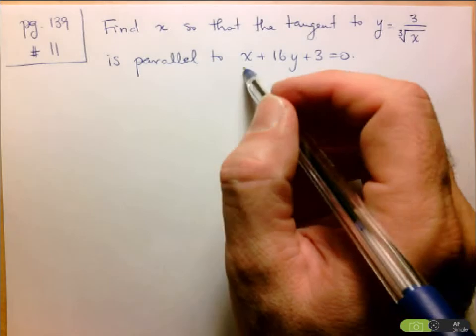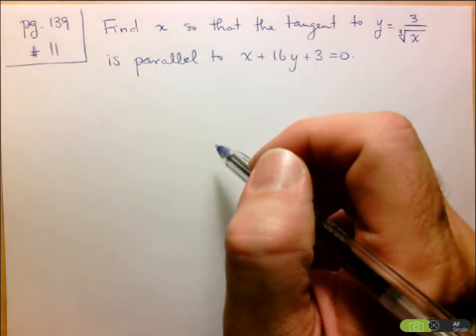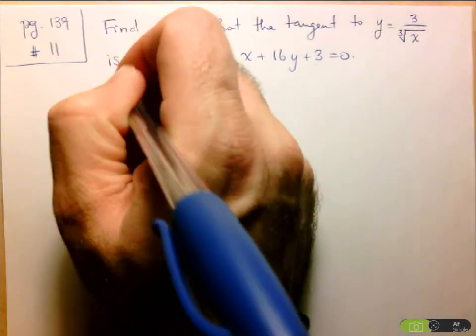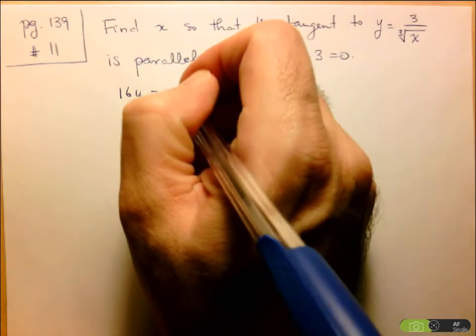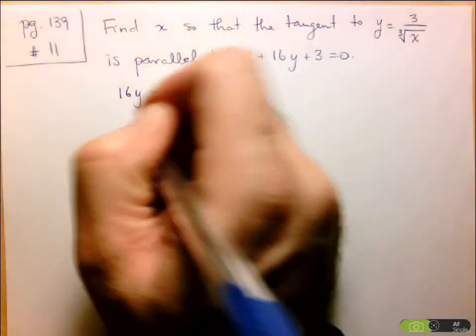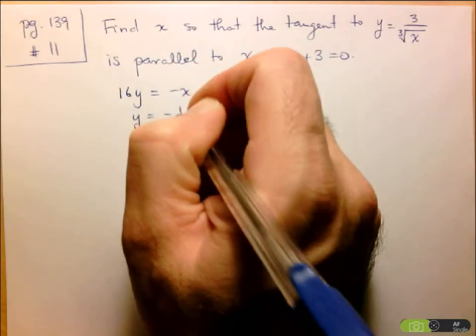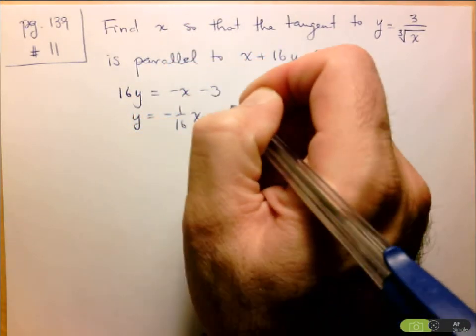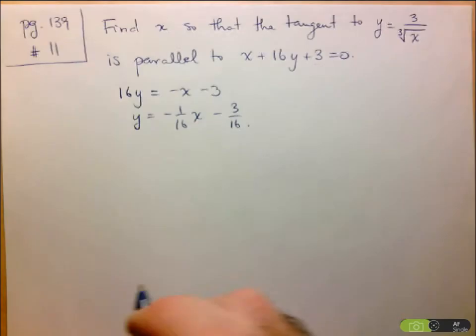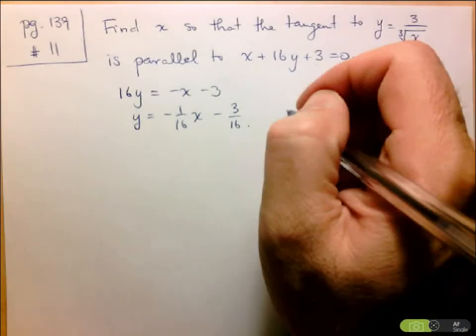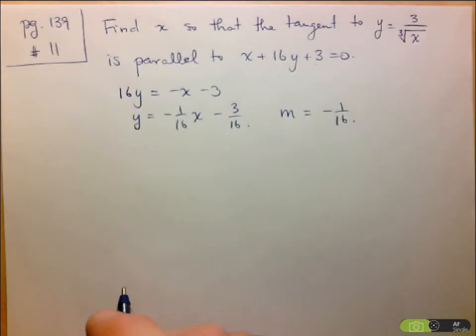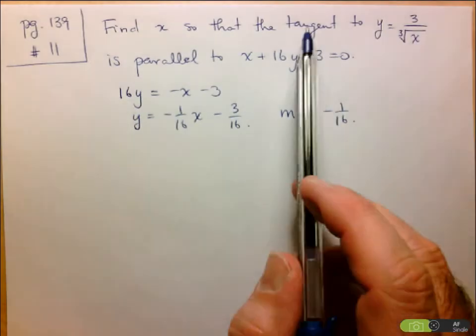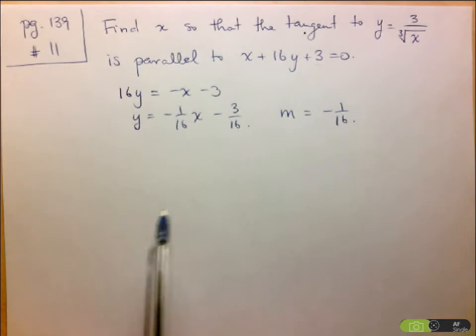So the first thing I can do is find the slope of this line here, and the easiest way to do that is to just solve for y. So 16y equals negative x minus 3, and so y is equal to negative 1 over 16 x minus 3 over 16, but the only thing I'm really interested in here is that the slope is equal to negative 1 over 16. So we need to find the tangent lines that have a slope of negative 1 over 16.